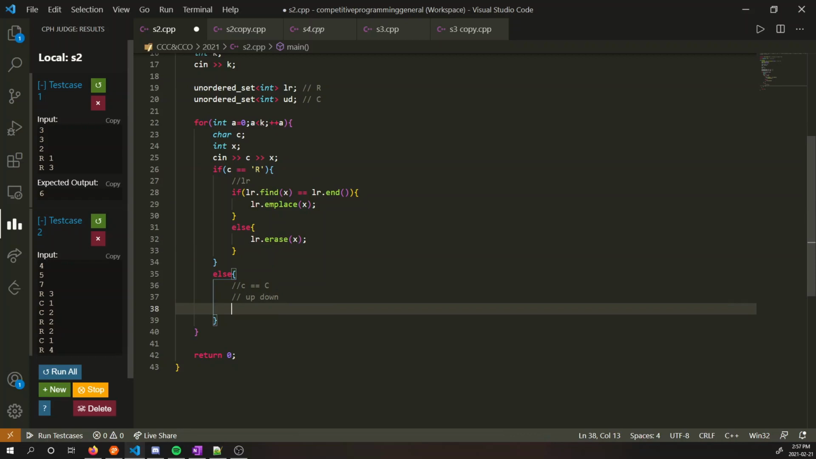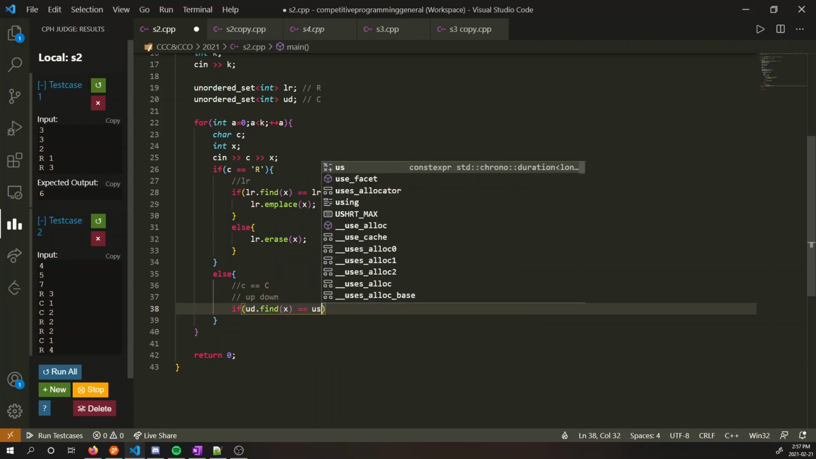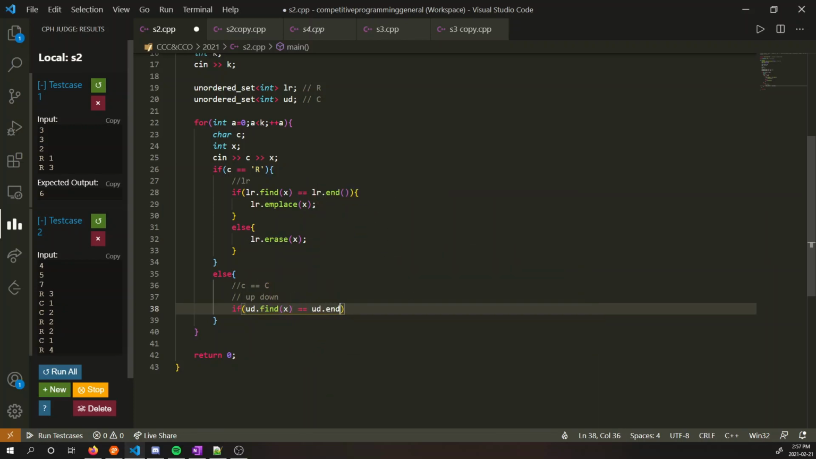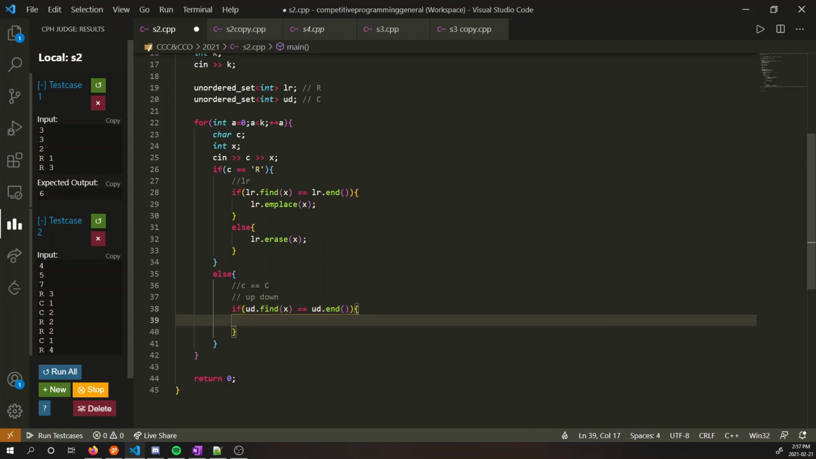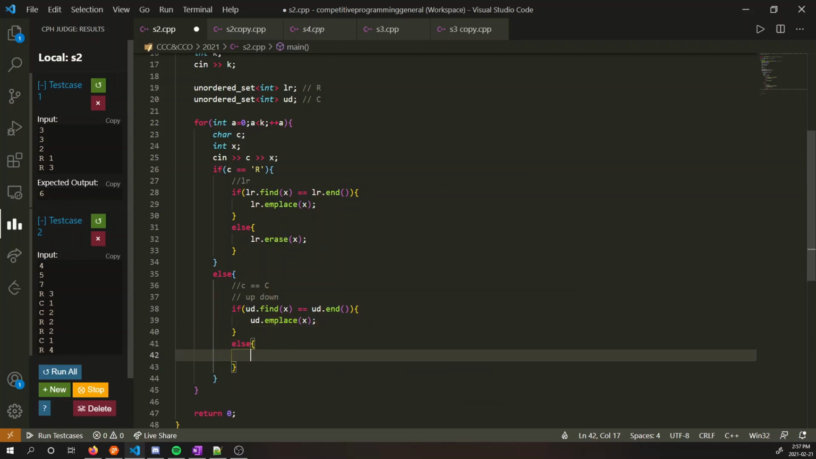Now this is basically the exact same code for the other one, just that we change LR to UD. So if ud.find x equals ud.end, then we insert it into the unordered set. And otherwise, if it already is in there, we erase it.